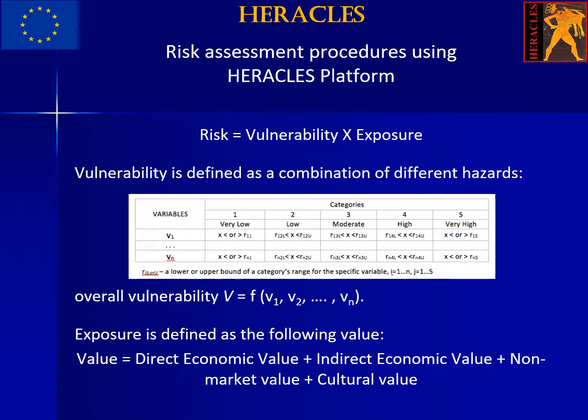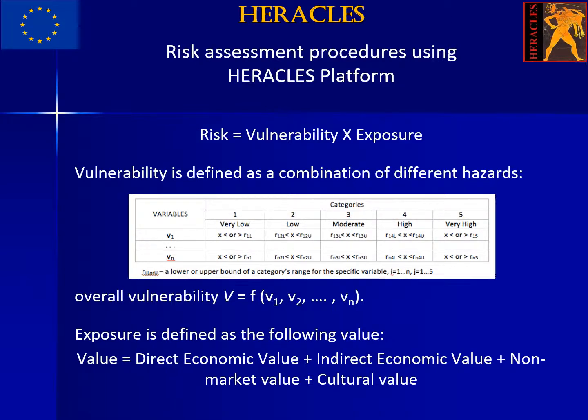The figure on this slide shows the generic table for calculation of vulnerabilities. Variables in column 1 represent different impacts, and after calculation they are assessed using 5 different categories in this generic example. However, this should be customized for the particular cultural heritage case.